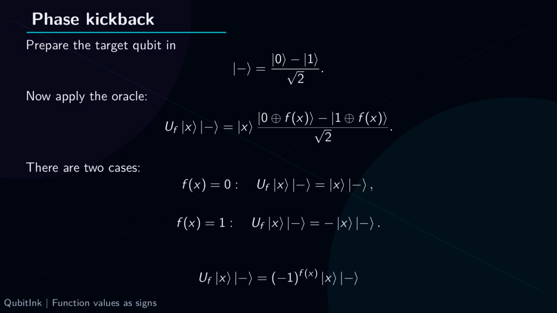Therefore, U sub f acting on ket x, ket minus equals minus 1 to the power f of x, ket x, ket minus. The function value has become a sign on the input branch. This is phase kickback.